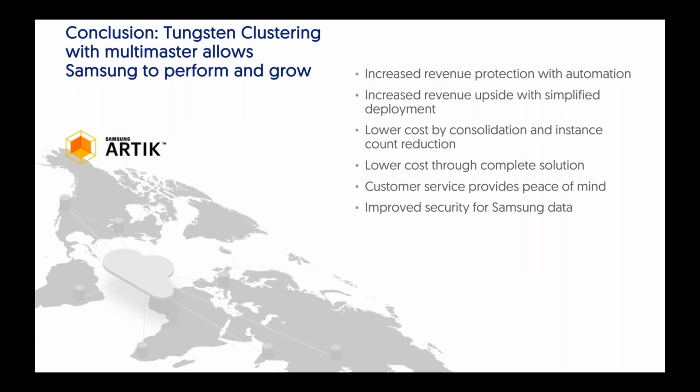So conclusion, right? We were able to improve their revenue protection by ensuring that they've got a database which is up and available all of the time as they need it. And that's partially to do with automation, partially to do with how the Tungsten clustering is organized and gets it distributed out there.